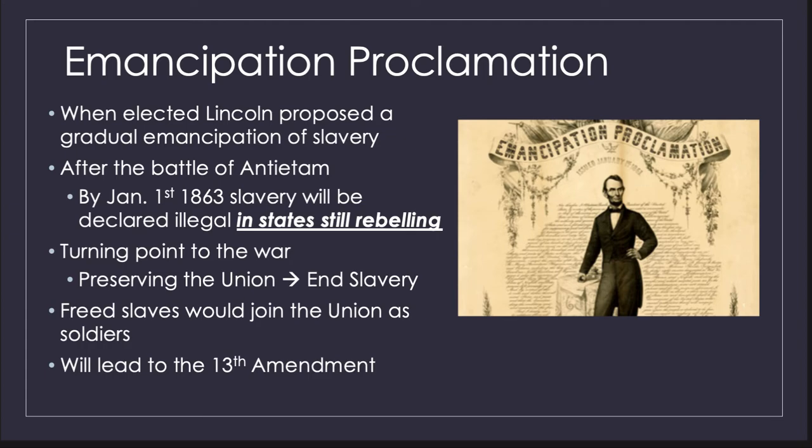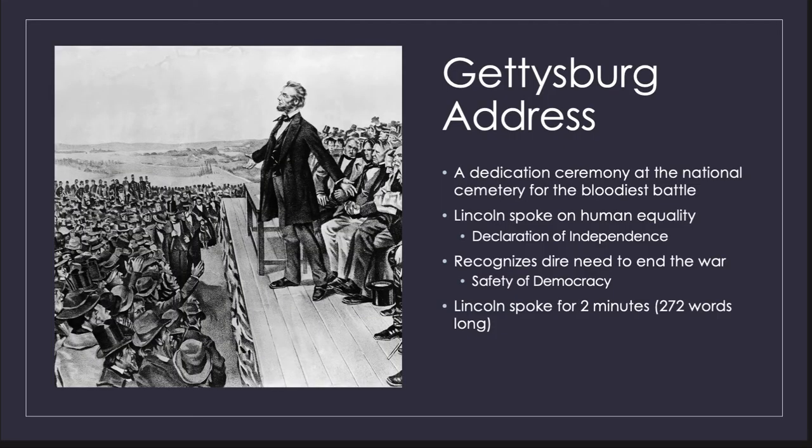What this ultimately leads to is that the freed slaves are going to join the Union as soldiers, because this allowed for African Americans to fight in the Union Army, and that's how you see that diversity in the Union Army. The Emancipation Proclamation is a direct cause of the 13th Amendment. So this will inspire the passing of the 13th Amendment, which, as we said earlier, gets rid of slavery.